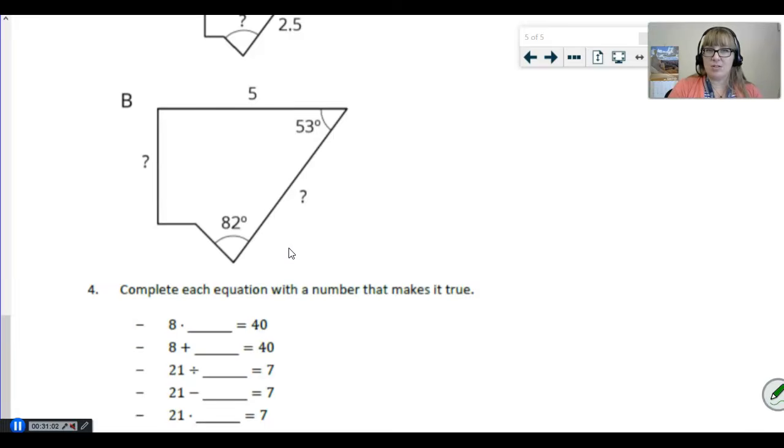After you enter your answers into Canvas, make sure that you click to see the answers. I want you to check your answers against the answers that it has in Canvas so you know if you understand it or if you need some more practice.